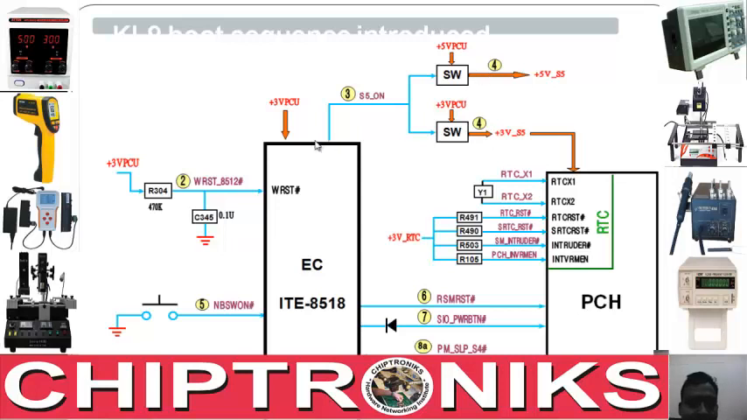So here we have already covered steps 3 and 4. At the fourth step, the PCH RTC section has received power. I'll also discuss this RTC section. People always get confused with this RTC section. What exactly is the RTC section?